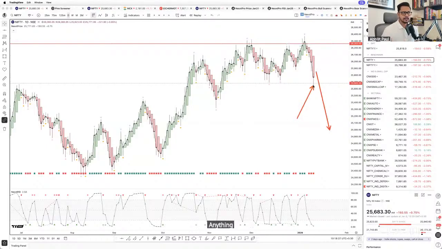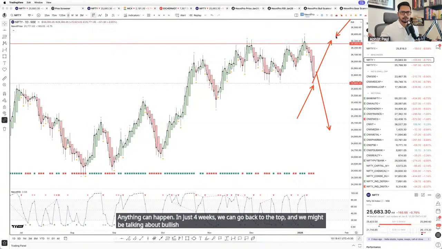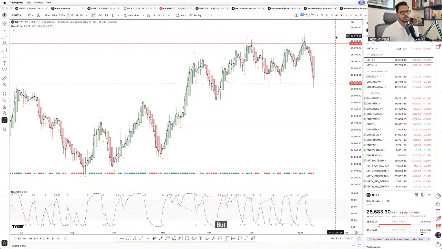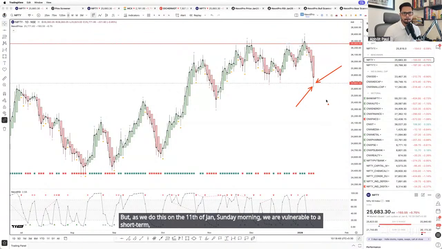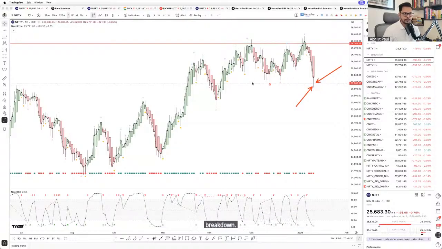Anything can happen. In just 4 weeks, we can go back to the top and we might be talking about bullish breakout. But as we do this on 11th of Jan, Sunday morning, we are vulnerable to a short term breakdown. Possible, highly possible. We will see what happens.